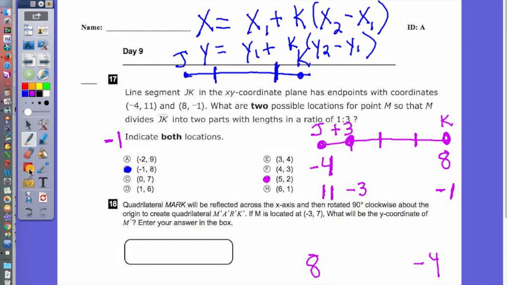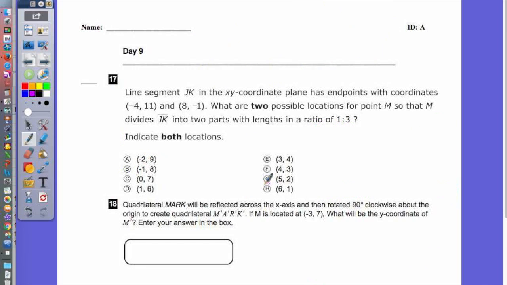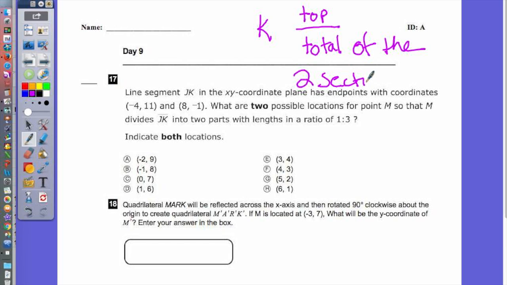We did this when we did partitions, but I know we did it earlier in the year. The ratio, the K, is the top number and the total of, hold on a second, Tyler, the 2 sections added together.